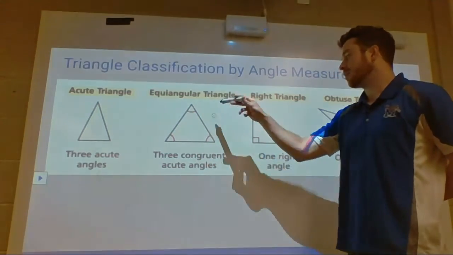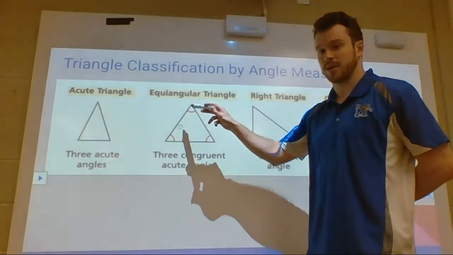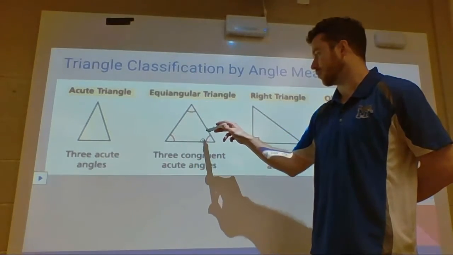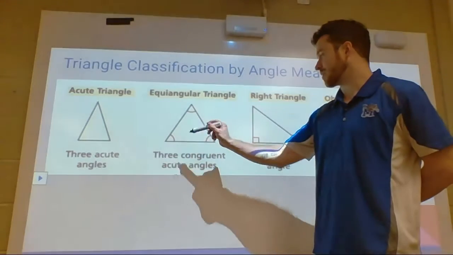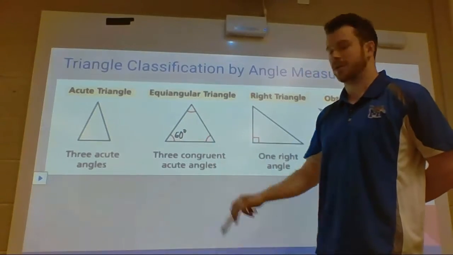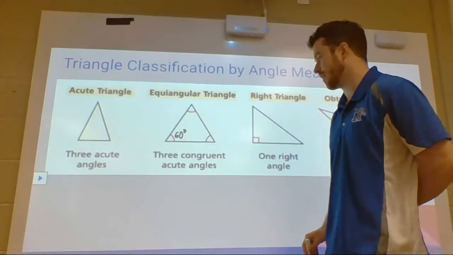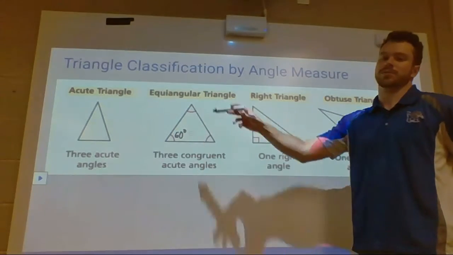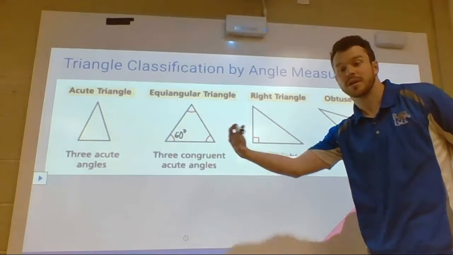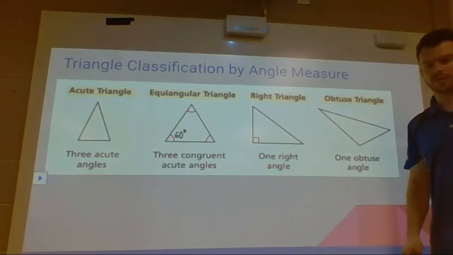We have an equiangular triangle. Because the angles in a triangle all add up to 180 degrees, if all these angles are congruent, then all these angles would have to be 60 degrees. Every angle here would be 60 degrees in an equiangular triangle. That's true every time. So we have three congruent angles in an equiangular triangle. Think equal angles, equiangular. A right triangle has one right angle, all right?